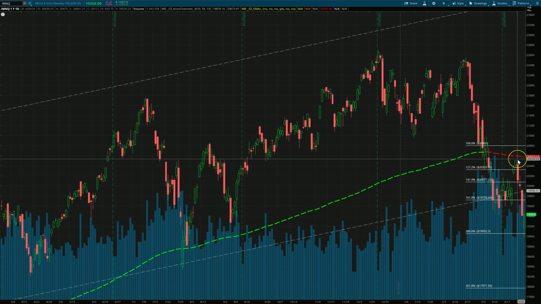And it sold off. Why? Because it formed a lower high here. Lower highs sell off hard. And that's exactly what it did. It sold off hard.